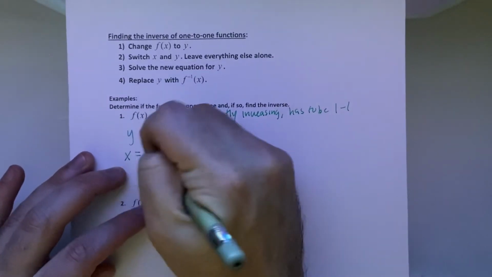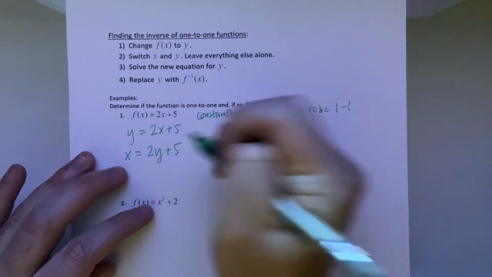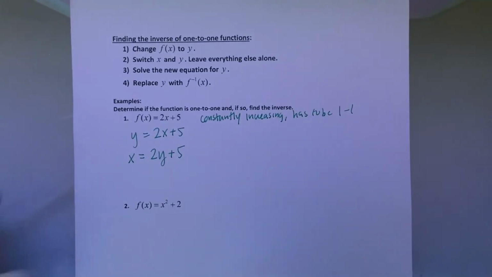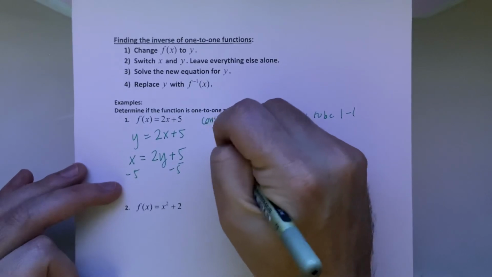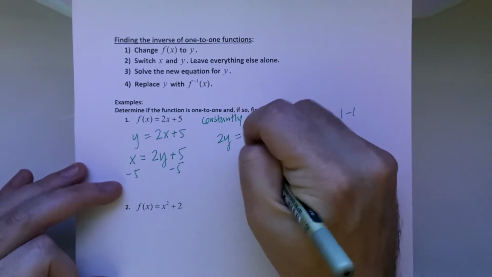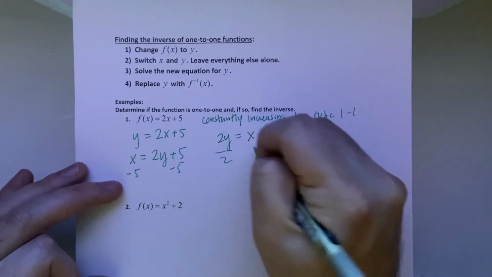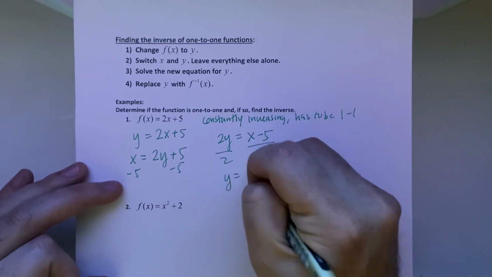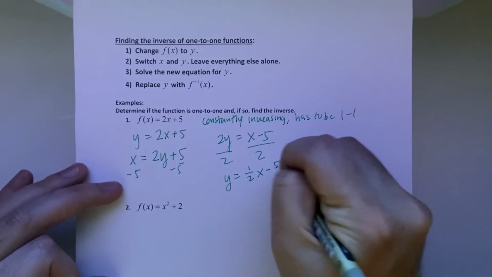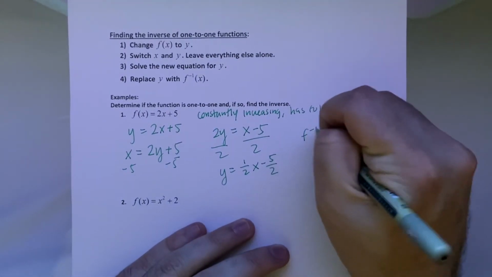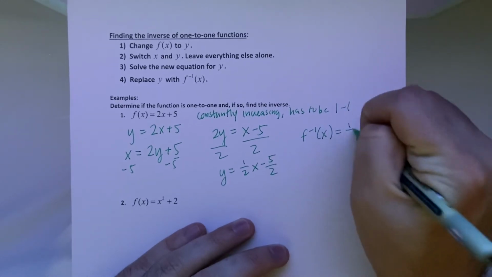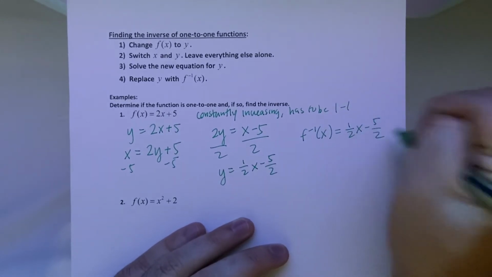So x equals 2y plus 5. Your goal is to get y by itself, so subtract 5. 2y equals x minus 5, divided by 2. y equals 1/2 x minus 5/2. Once y is by itself, you replace y with f inverse, because now you've successfully taken the inverse. And this is the function that's the inverse.